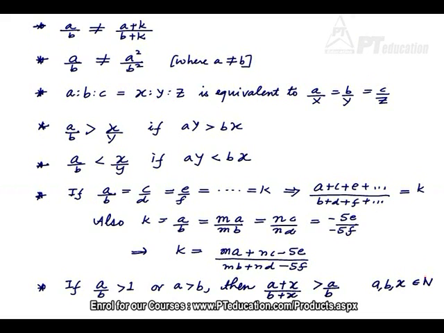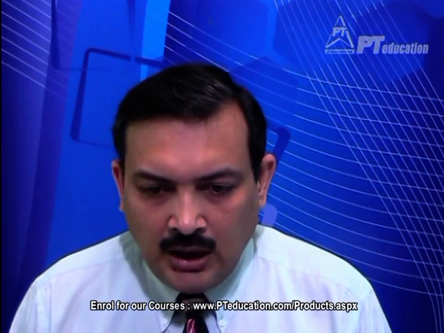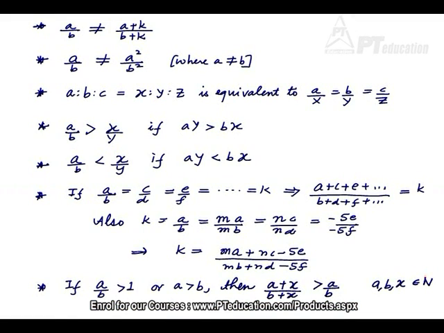Next, if a/b is greater than 1 and a is greater than b, then (a+x)/(b+x) will be less than a/b. And here the assumption is a, b and x all are natural numbers. How to prove it? Whenever you have a doubt in ratios like this, just take some values and prove it. Let us say a/b is 3/2. It is greater than 1, and a was greater than b. Then (a+x)/(b+x) will be less than a/b.